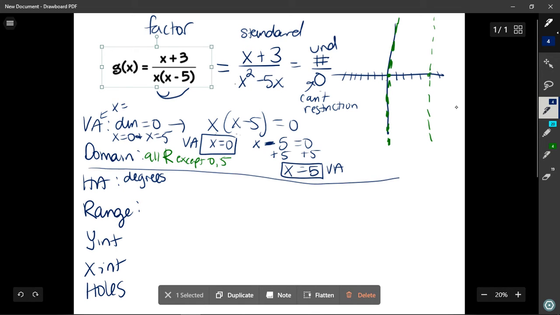Now, for the horizontal asymptote, we are going to look at our degrees. So the first scenario is if the top is heavy, then there's going to be no HA. And then if the bottom is heavier, then it's going to be y equals 0. And if they're the same, then you look at the coefficients.